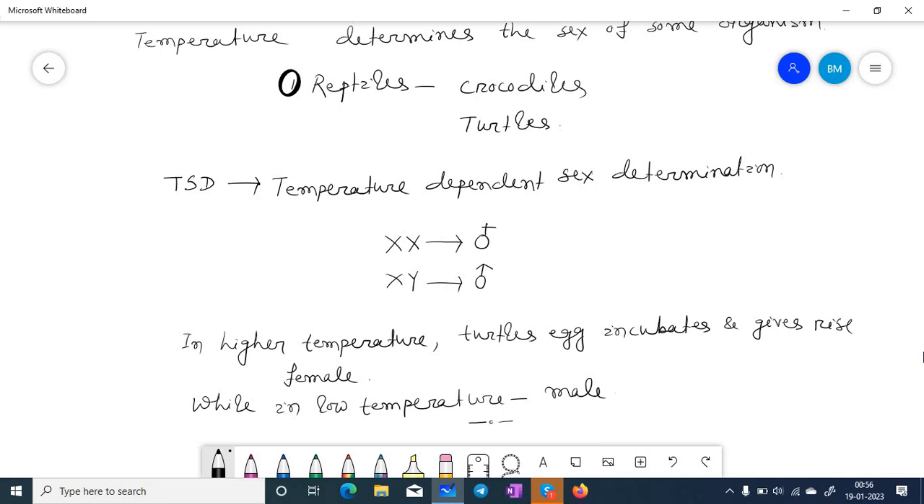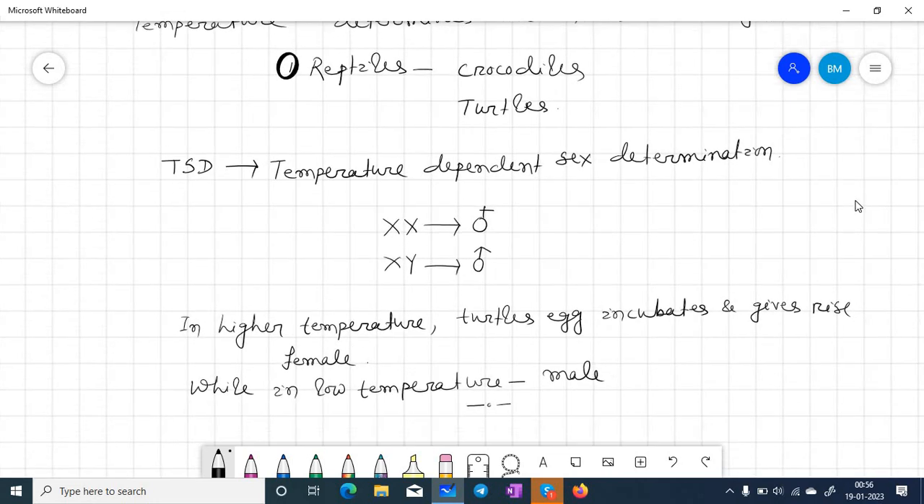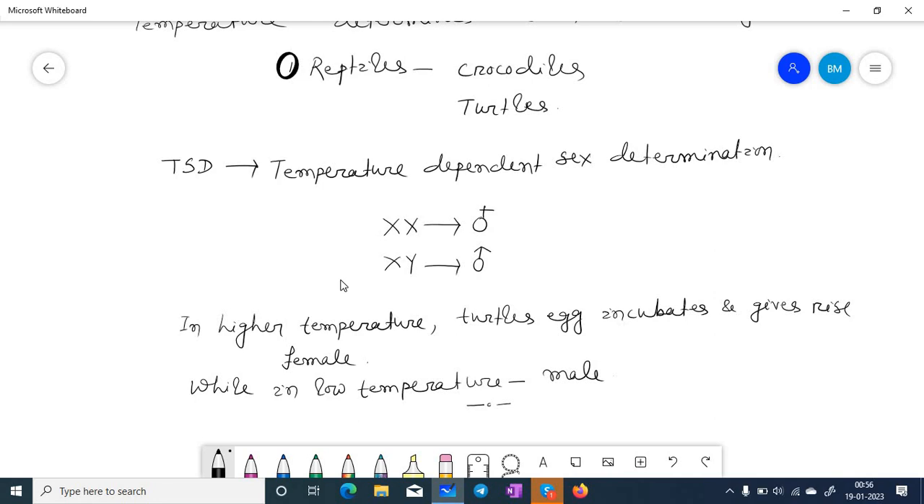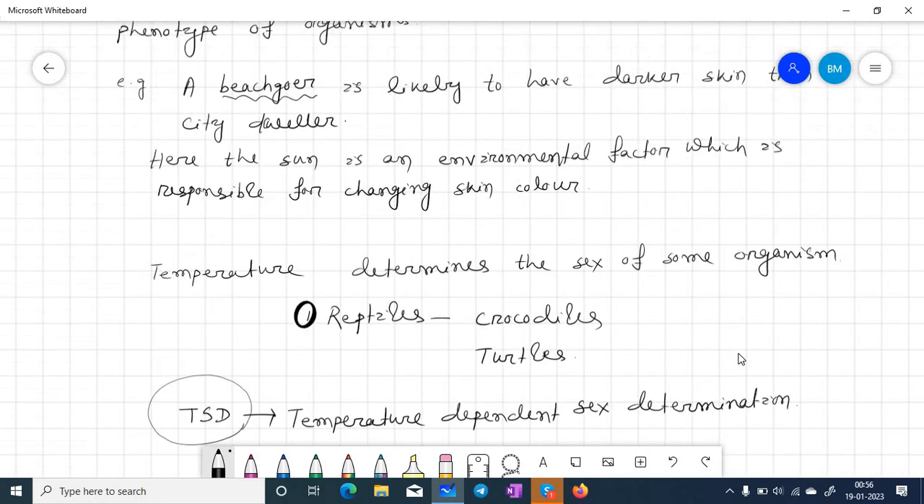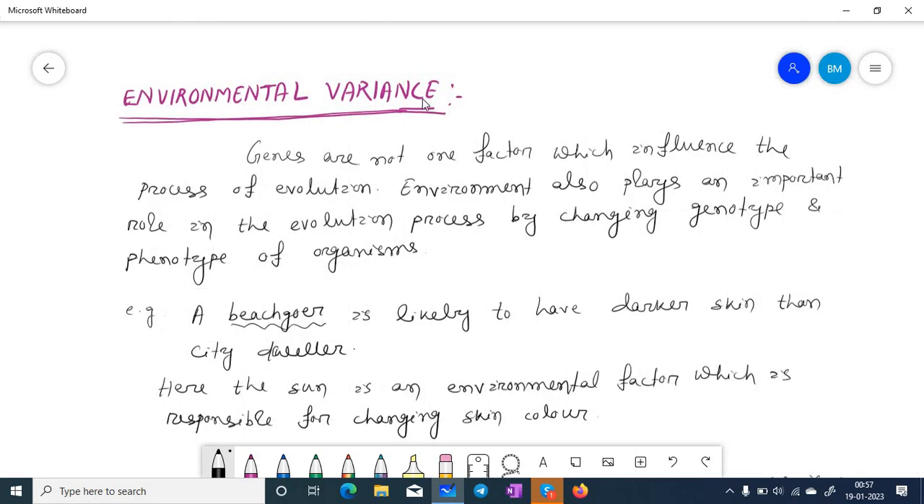That means in hot temperature, more females will emerge from the egg, but in low temperature, more males will result. Such kind of sex determination is called temperature dependent sex determination, or TSD for short. Instead of chromosomes, temperature plays the role in determining the sex, because temperature is one of the environmental factors, and it impacts the genotype as well as the phenotype of the individual.